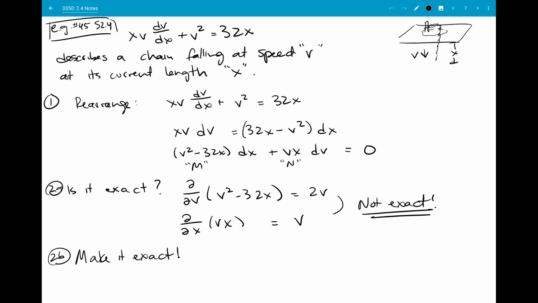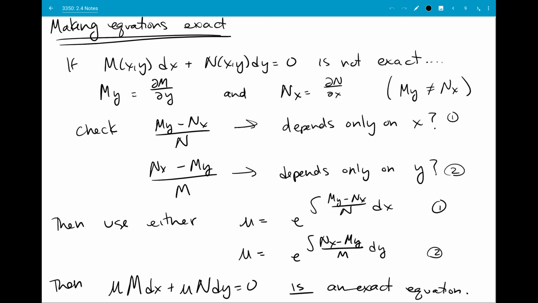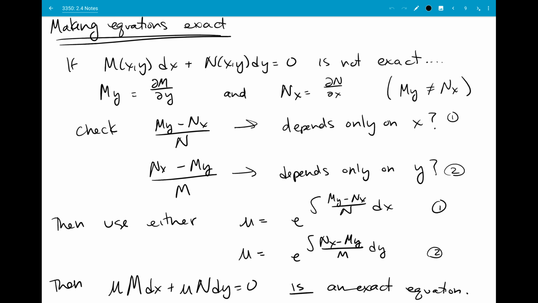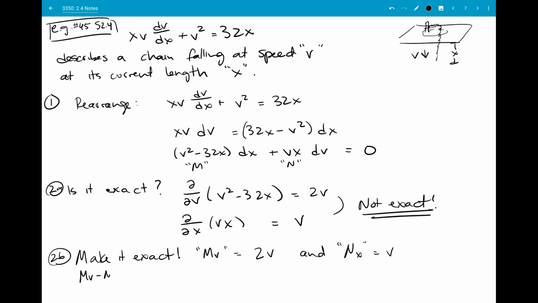So we already computed our m sub v, which is the same as m sub y. That's the derivative with respect to v of the thing attached to x, so that's 2v. And n sub x is actually fine the way it is, just v. And so we're going to look at those two different ratios, m sub v minus n sub x over n, or swapped over m.